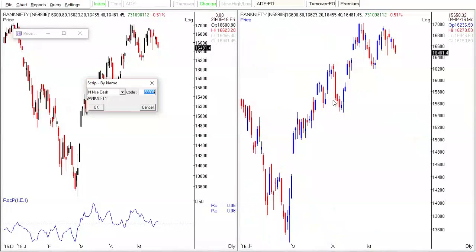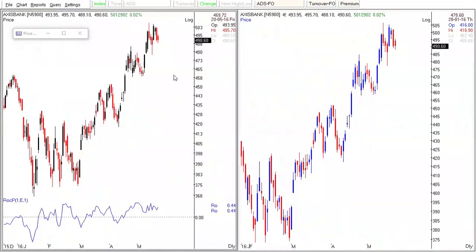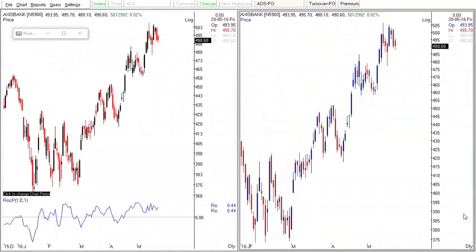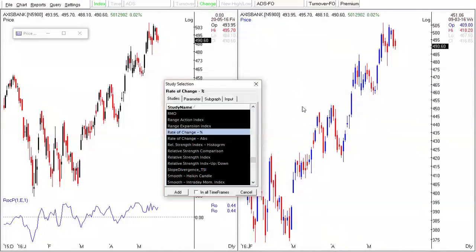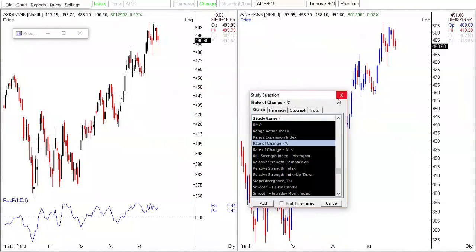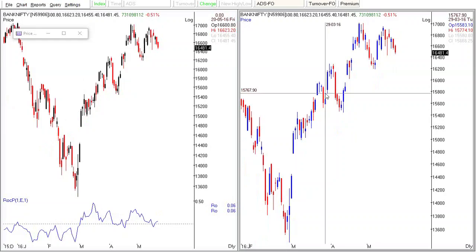On the right, let's say I open Axis Bank. Now on the left I have Axis Bank daily chart. On the right I have Axis Bank daily chart. On the left I have this relative strength comparison with the base, the denominator, as Nifty. On the right I would like to have that with Bank Nifty. So I come to, I'll just quickly check, the code of Bank Nifty is 59906.